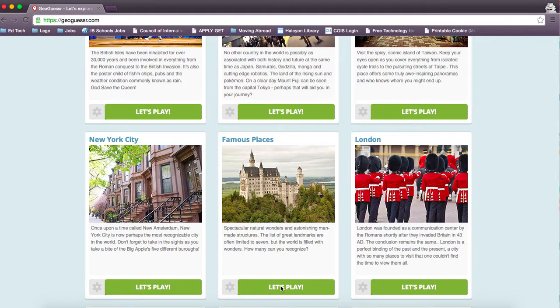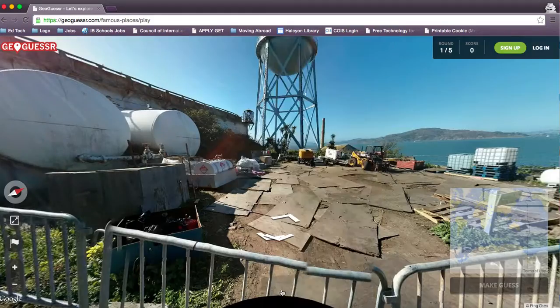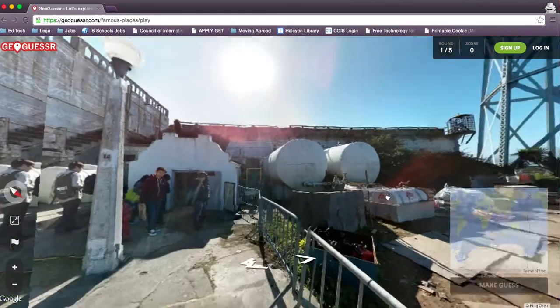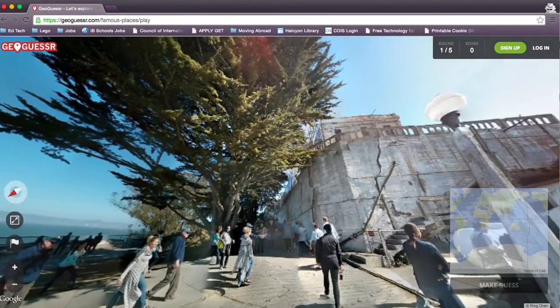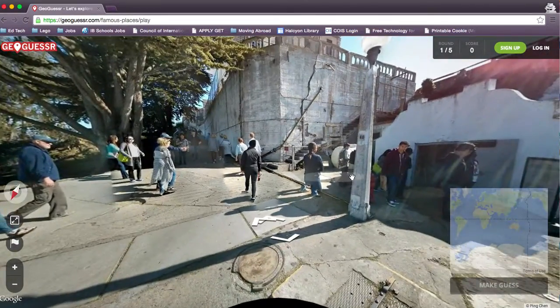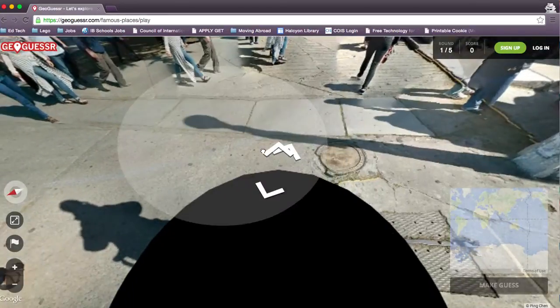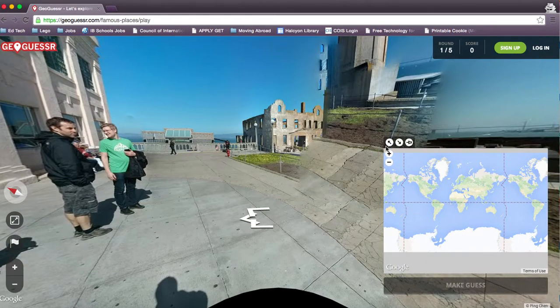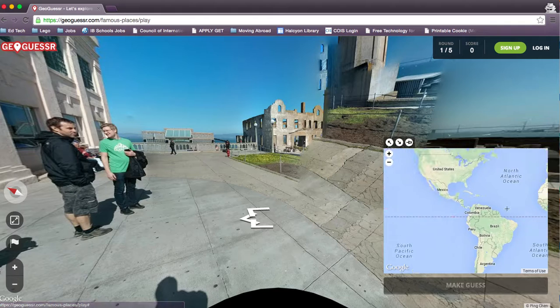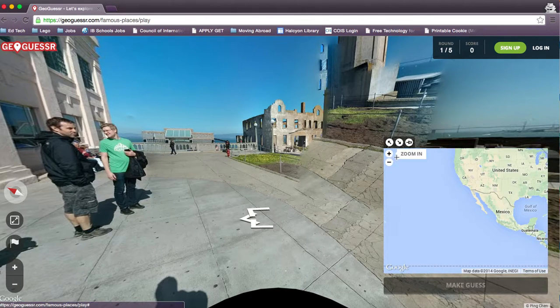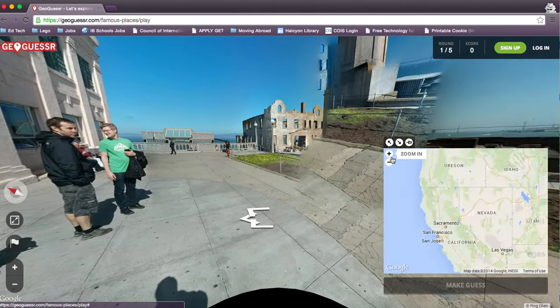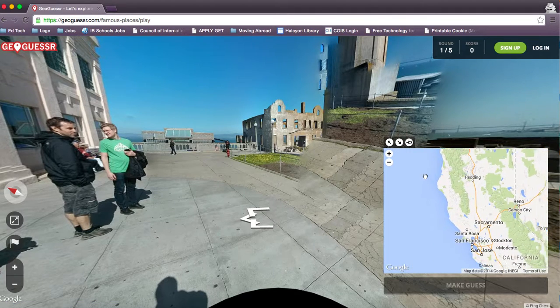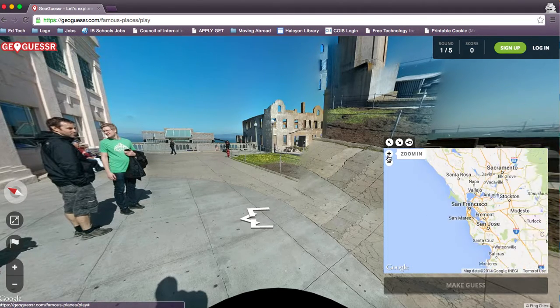So what you do is you say, let's play, and it's going to show you where you are, and you can have a look around, and be like, oh, this looks vaguely familiar. Let me guess where this could be. And you can obviously move yourself around as well. So you can zoom in. It's also really good because some of these famous places, people think they know exactly where they are, but actually when it comes to it, you're not too sure.